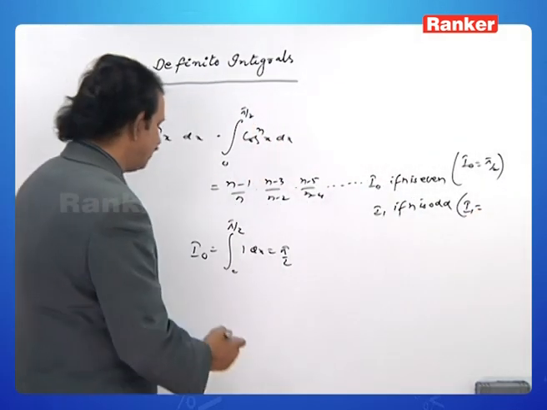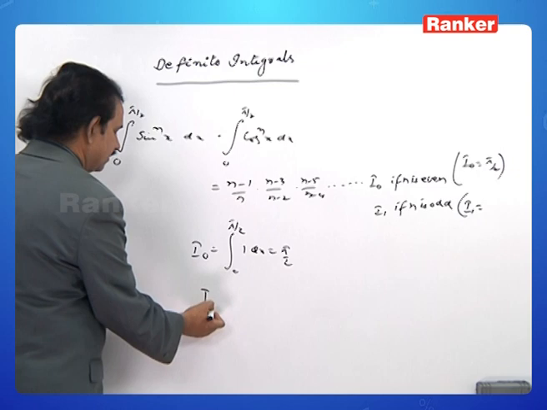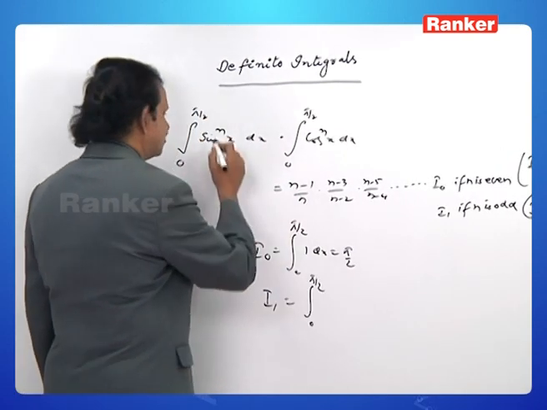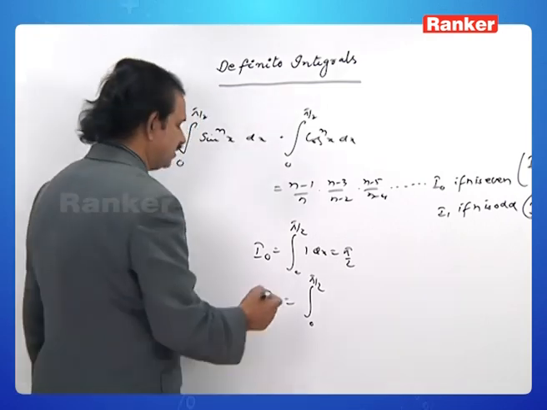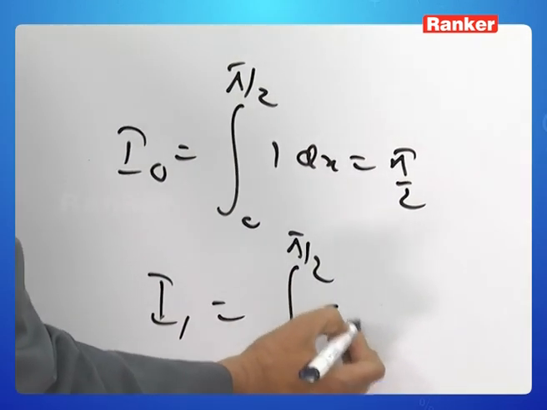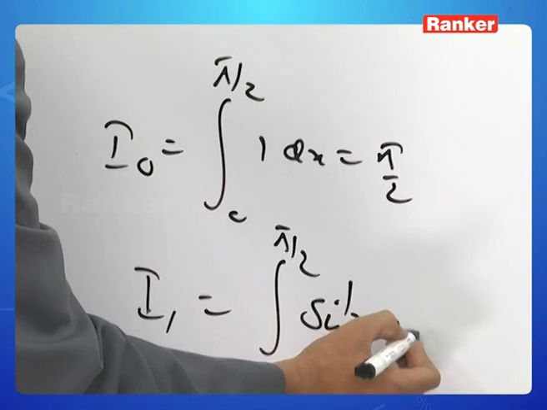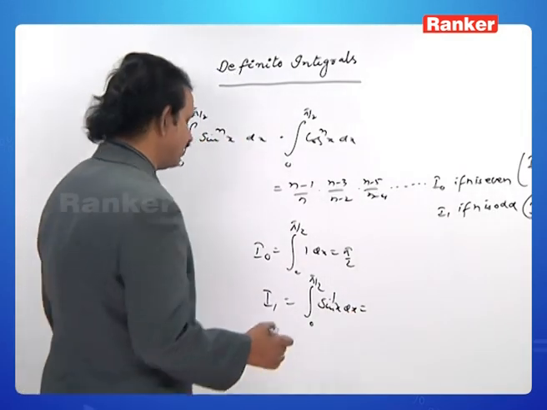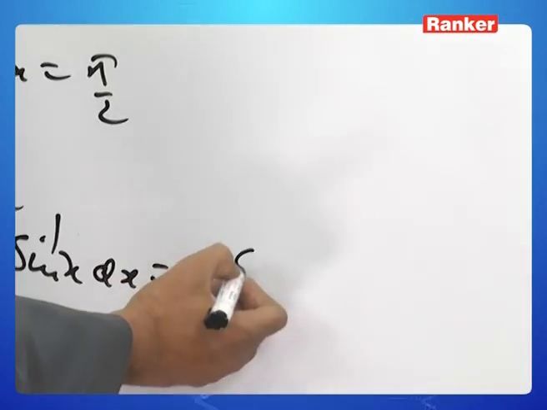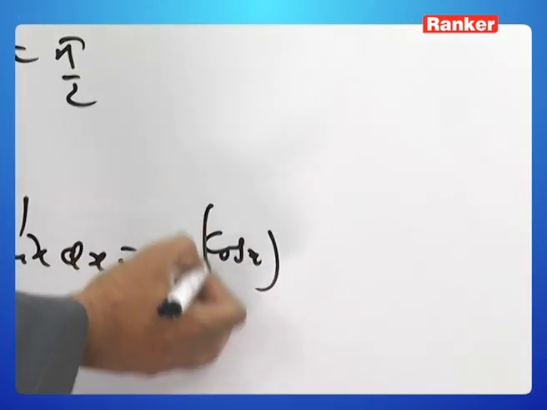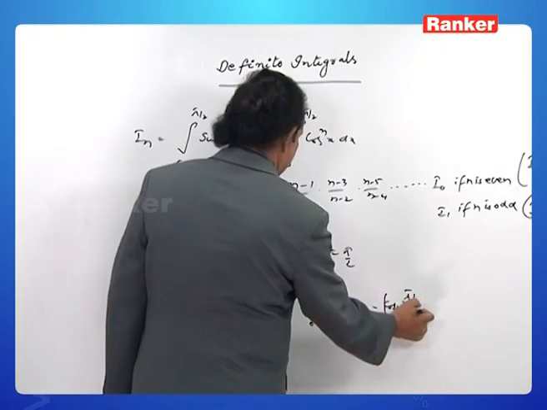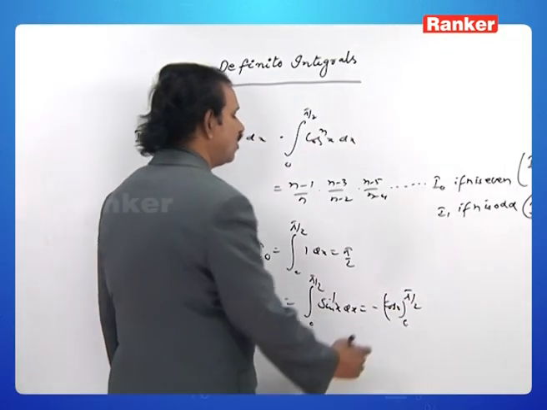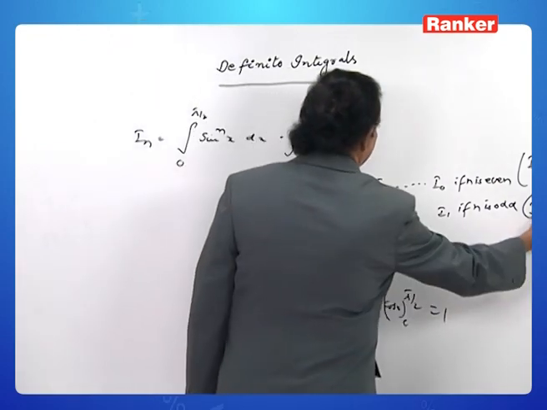Again, what is meant by I1? I1 is equal to integral 0 to pi by 2. In the place of n, you take 1. Sine power 1 x is nothing but sine x. Its integral is minus cos x between the limits 0 to pi by 2. Cos pi by 2 is 0. Cos 0 is 1. Minus of 0 minus 1 is 1. Hence, I1 is 1.